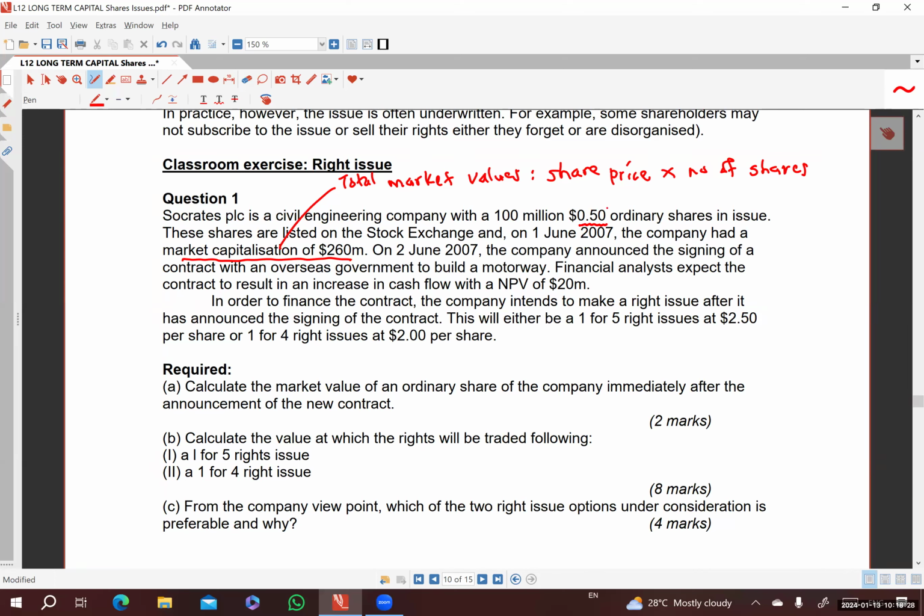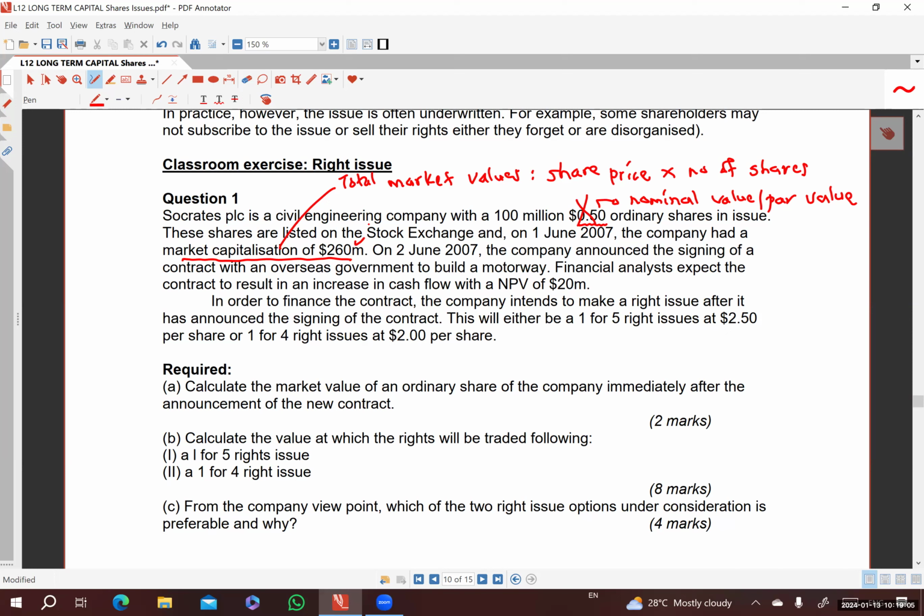This 50 cents here is the nominal value, or last time we called par value. This is the value in the balance sheet. It's book value. So nominal value, par value, book value, they are all the same. Now in finance, we are only concerned with market price. We are not really concerned with book value. Book value is not a cash flow, just for accounting purposes. So we will always ignore this. We will take this.